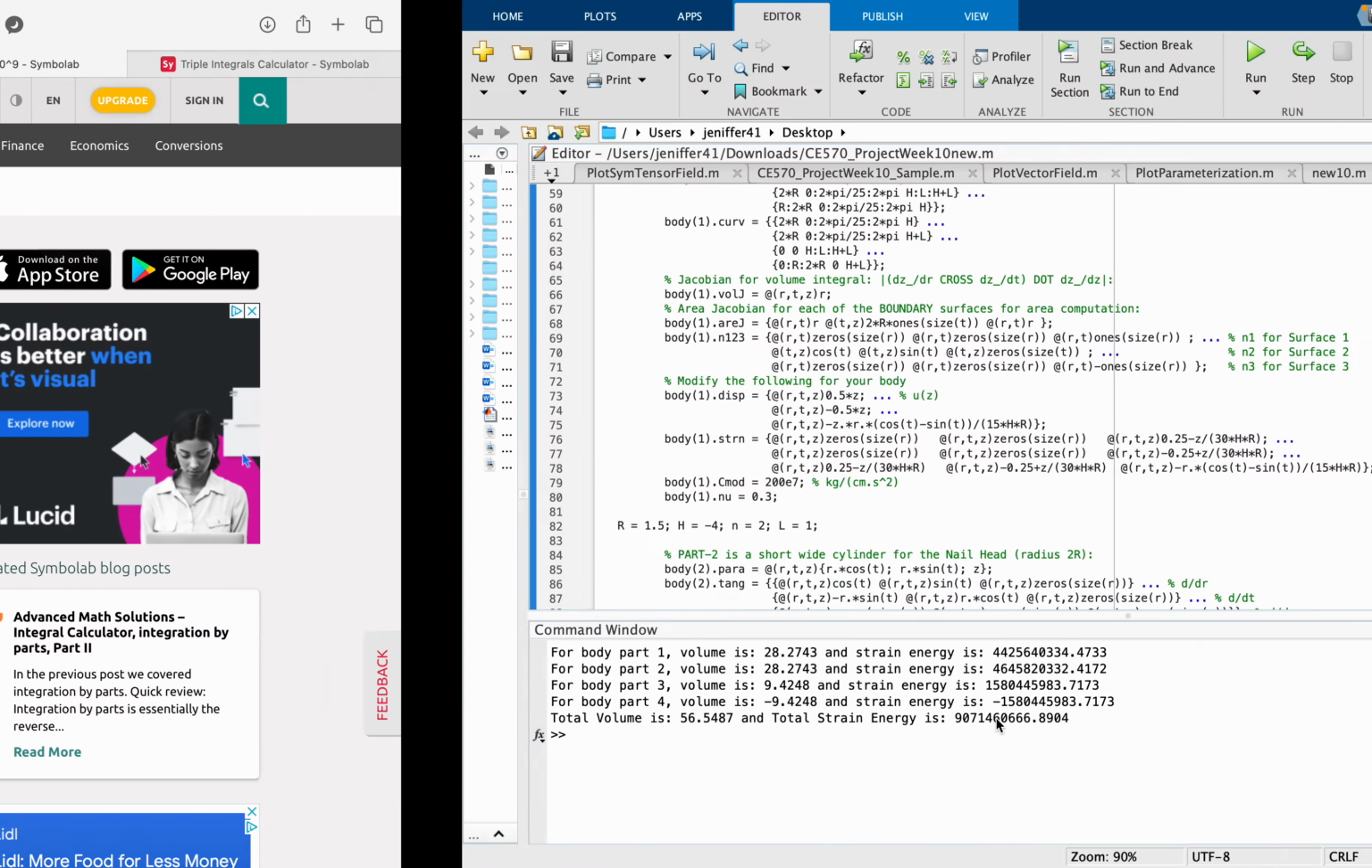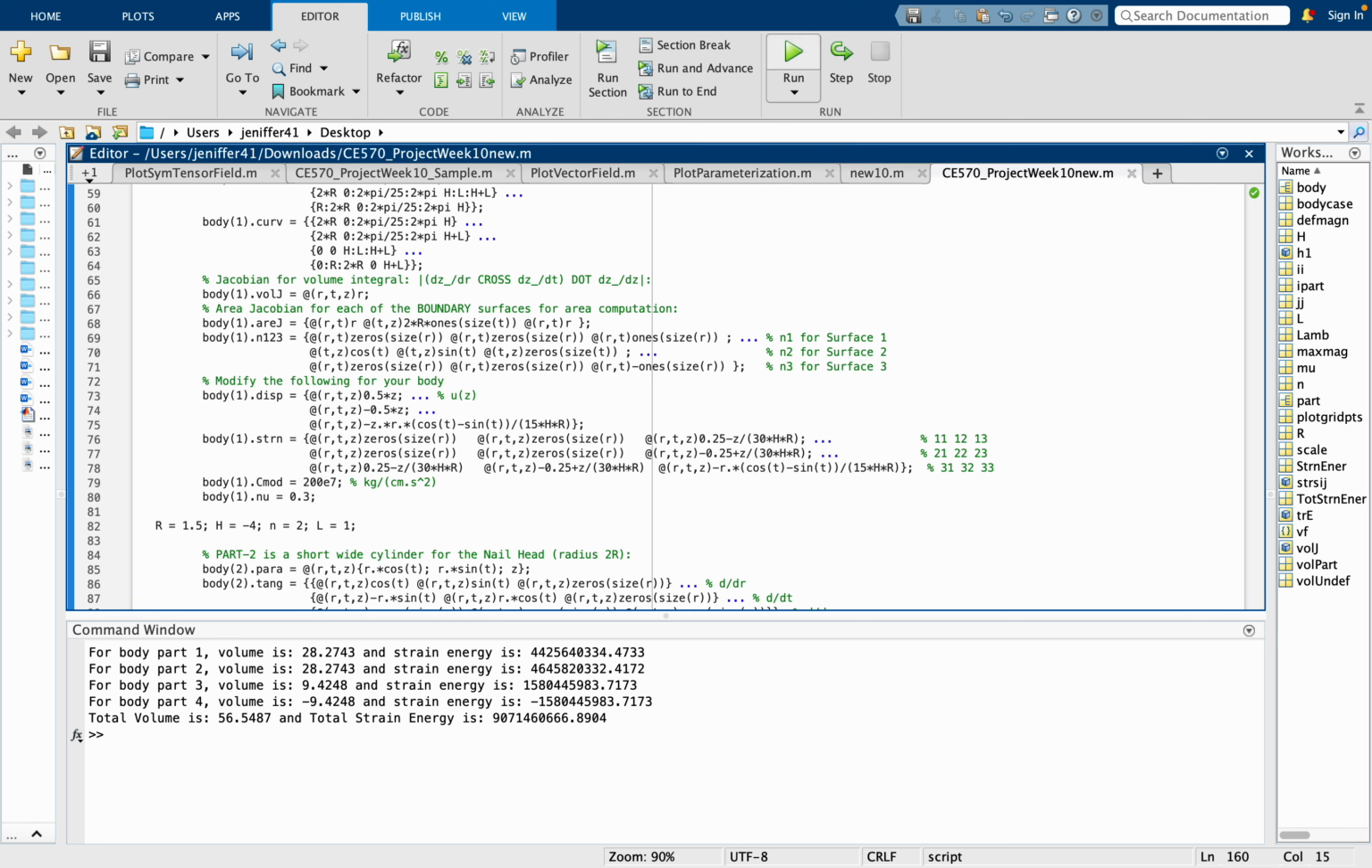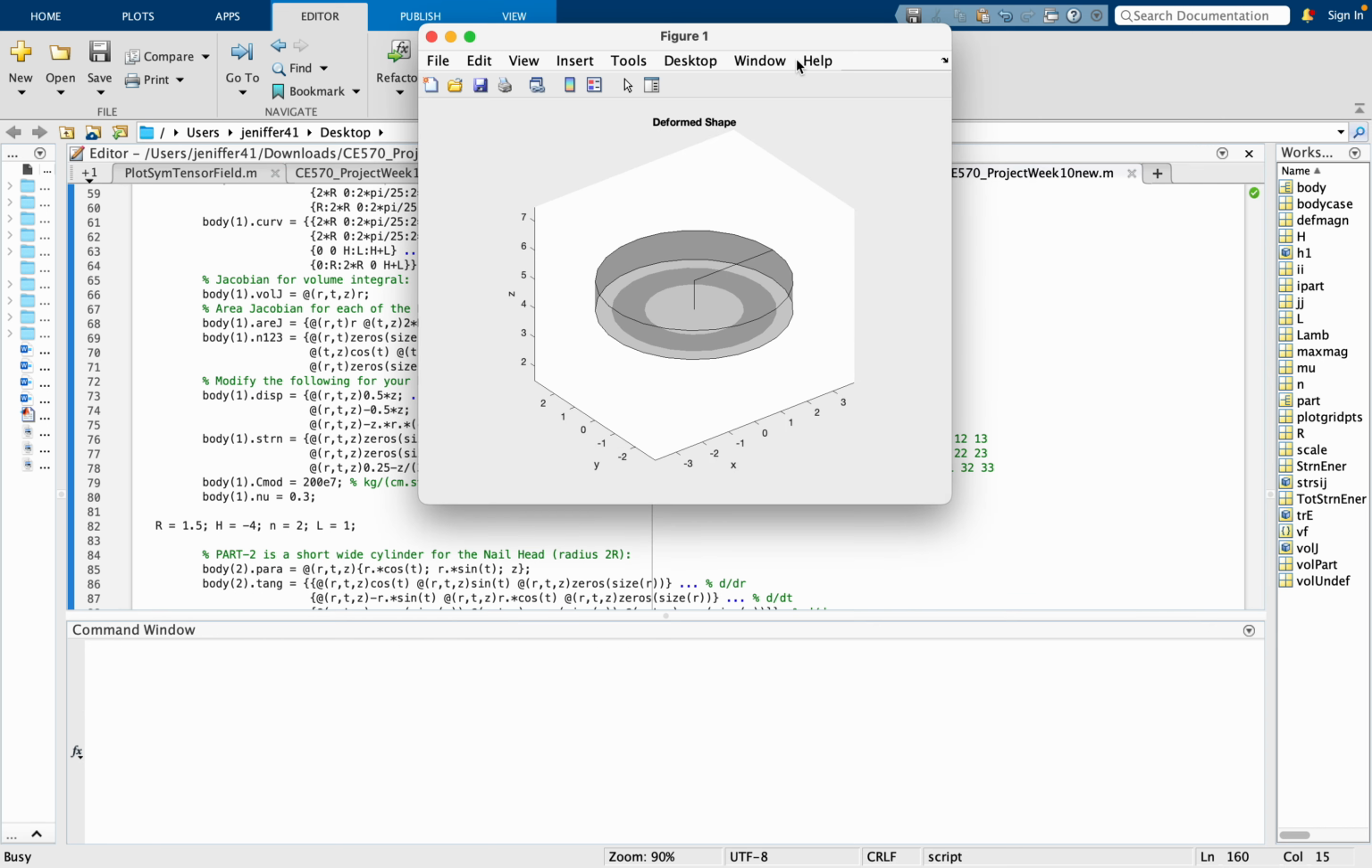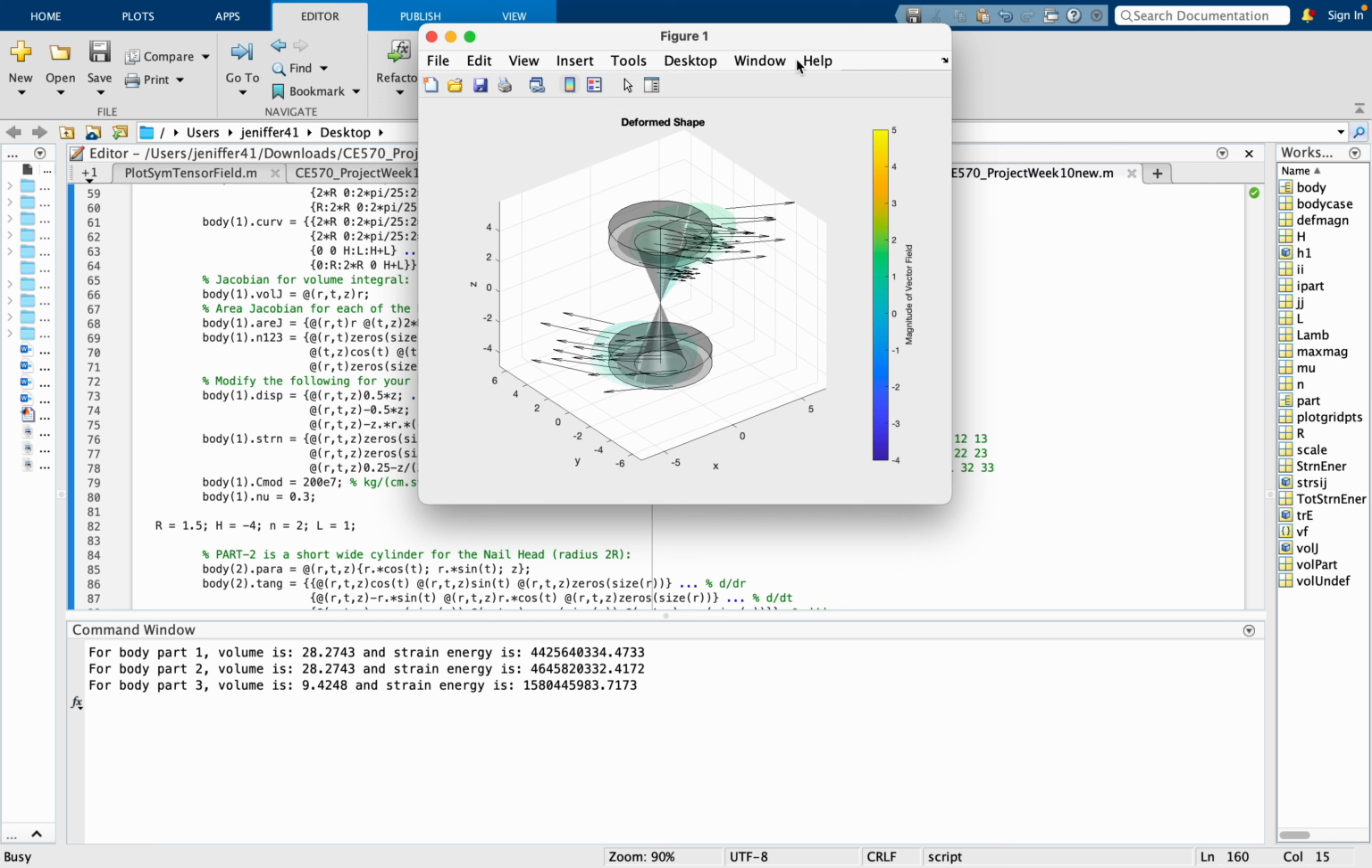I want to prove that my program works, so I'm going to run it, and I'm going to get the form shaped, and I'm also going to get the volume and the strain for all of my bodies, and the total volume and total strain for my whole body.